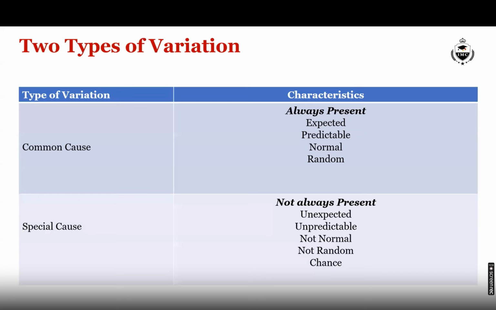These variations are generally of two kinds, common cause variation and special cause variation. Common cause variations are those which are always present in the data, and special cause variations are the abnormal variations which are not always present, unexpected, unpredictable, and not a normal variation.